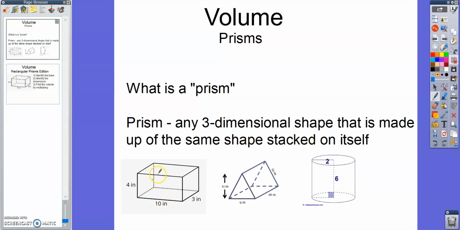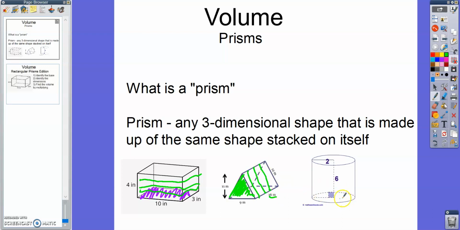This is a rectangular prism, better known as a box, because it's a rectangle that is in turn stacked on top of itself in layers of rectangles. How many rectangles exactly? Well, it's 4 inches or 4 versions of rectangles. This would be a triangular prism, because here's a triangle, and it's made up of slices of triangles, or stacks of triangles going. Now, how many? 16. That's how many is going up. It's called a triangular prism.